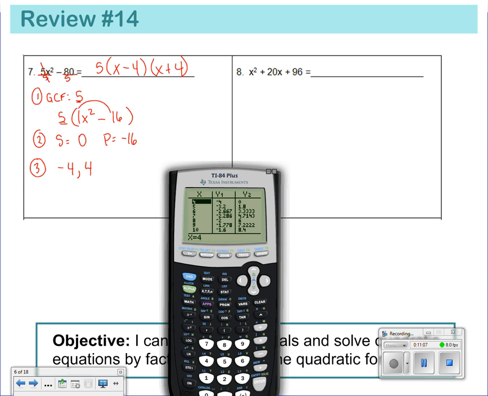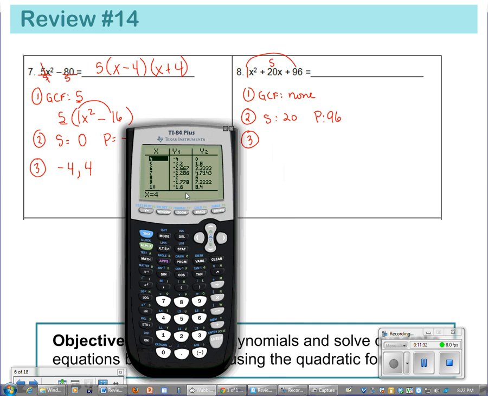Number 8, looking for GCF. I see there's not a number in front of the x squared, so the GCF is none. We want a sum and a product. Our sum is the number in front of the x, that's 20. And our product, I take the coefficient of x squared, which is 1, multiply it times the last, 96. 1 times 96 is 96. Now I need two numbers that will multiply to give me 96 and add to give me 20. I can't think of that off the top of my head, so I will use my calculator.